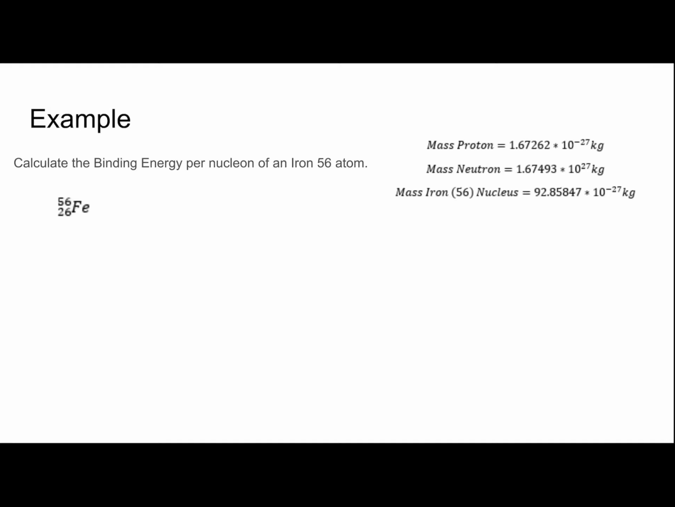Calculate the binding energy per nucleon of an iron 56 atom. Okay, so pause the video, give this question a go, and when you're done, keep watching the video to find out the answer.